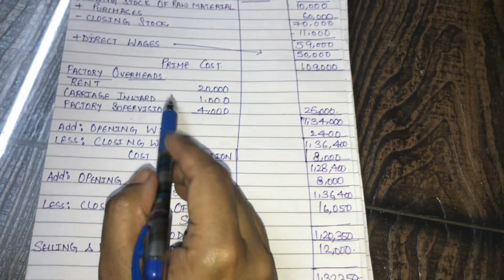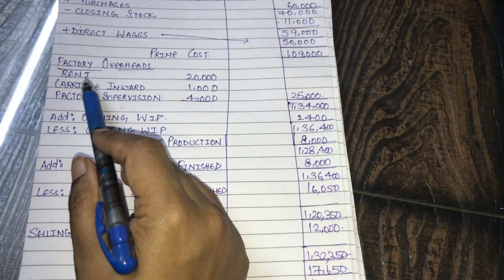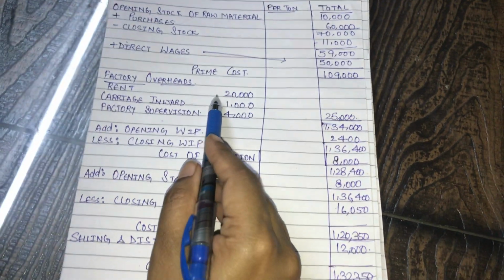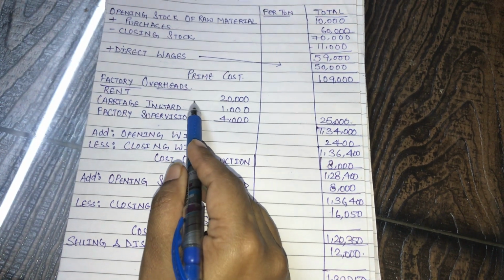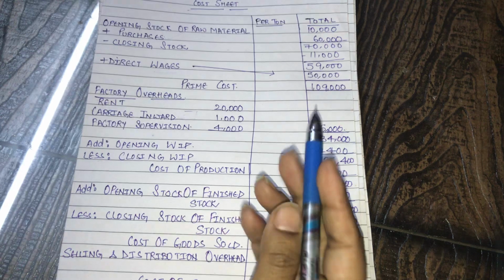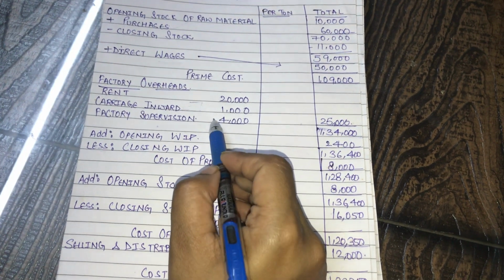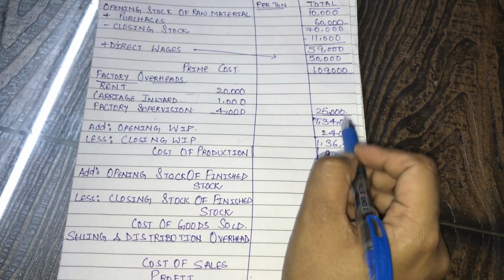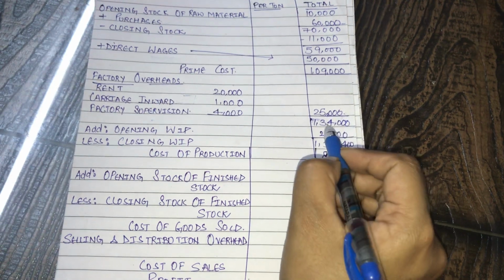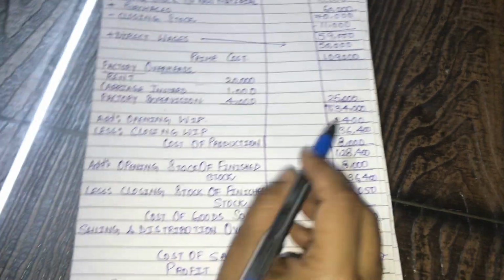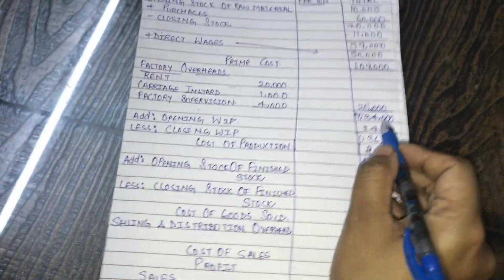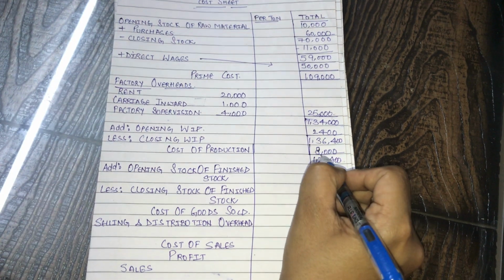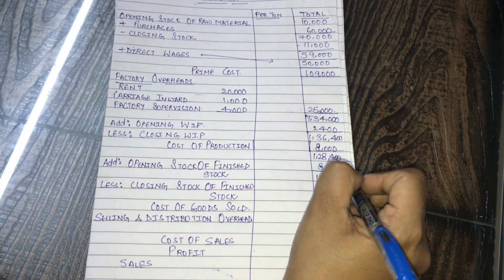Now after prime cost we add the factory expenses. In factory expenses it is given that rent is 20,000. Carriage inward, we know that is an expense which we bear to produce the goods, so it's 1,000. Then factory supervision charges 4,000, that comes to 25,000. We add 25,000 to 1,09,000, that comes to 1,34,000, plus opening stock of WIP, work in progress, 2,400, it comes to 1,36,400. Then closing stock of WIP we will subtract, it comes to 1,28,400.